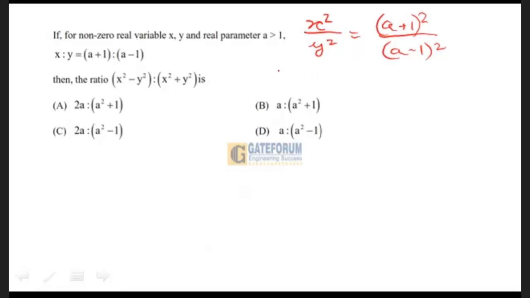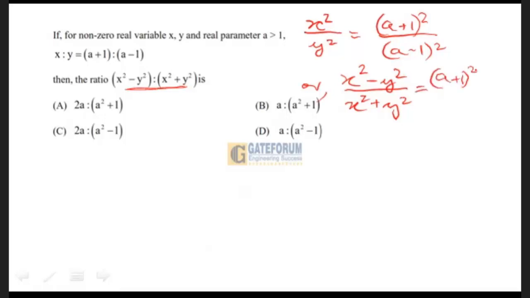Now, let us apply componendo and dividendo. So on the left hand side it will be x square minus y square by x square plus y square. That's the easiest way to bring this out. So we went for the shortcut. And that would be a plus 1 whole square minus a minus 1 whole square divided by a plus 1 whole square plus a minus 1 whole square.